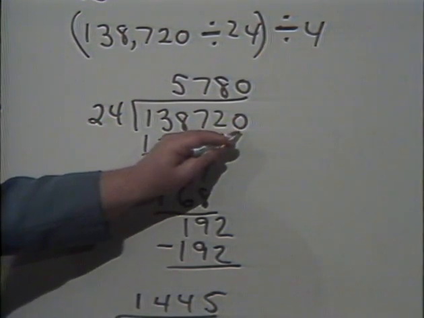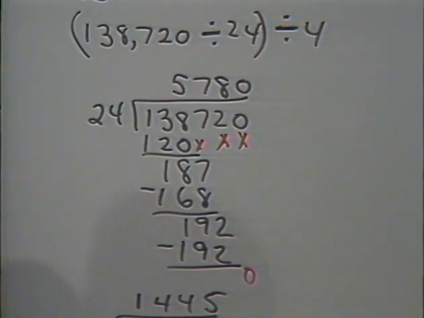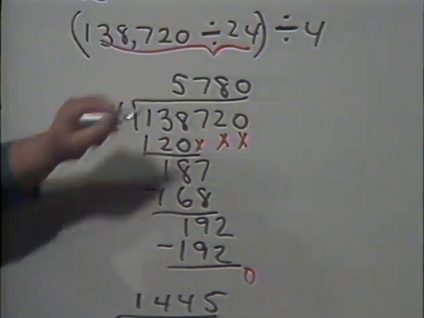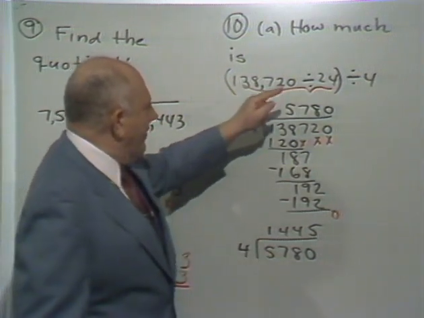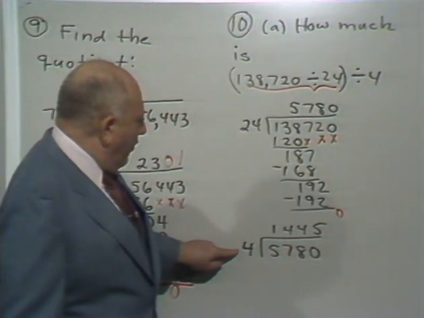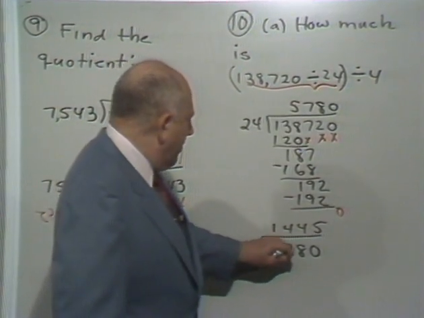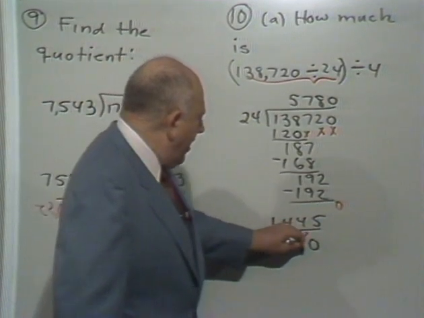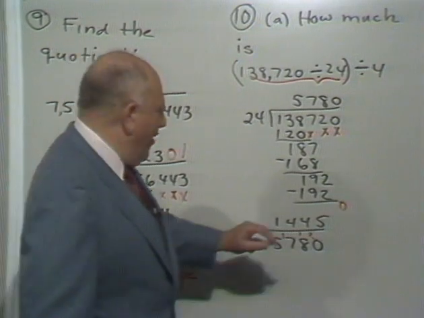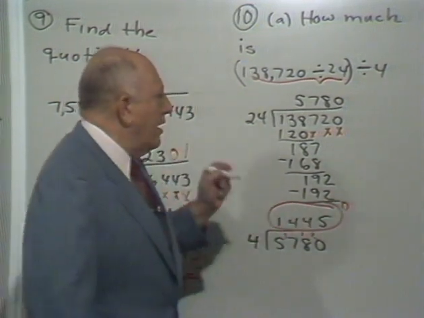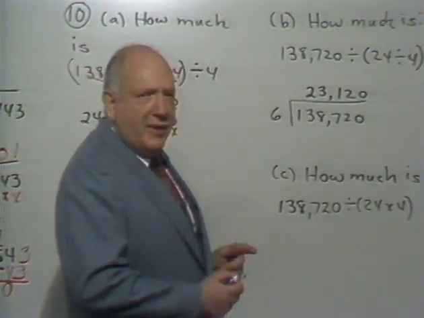And this is tricky. There's still a 0 over here. I have to bring it down. 24 goes into 0 0 times. That 0 has to come up here. So this is another name for 5,780. And now what do I do next? I take the 5,780 and I divide that by 4. 4 goes into 5 once with a remainder of 1. 4 goes into 17 4 times with a remainder of 1. 4 goes into 18 4 times, the remainder of 2. 4 goes into 25 times. The answer is 1,445.